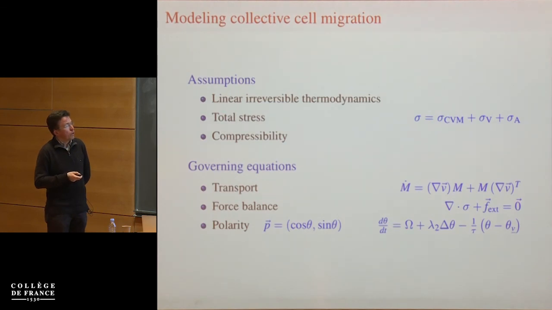where the angle theta, which determines the orientation of polarity, evolves in time according to the vorticity in the tissue, to local diffusion, and to a relaxation term where this theta relaxes towards the direction given by the velocity field of the tissue on a time scale tau.